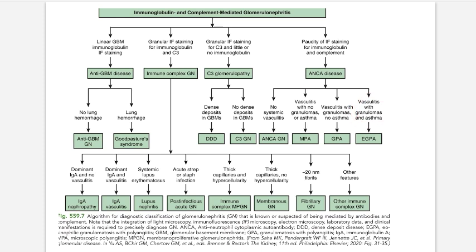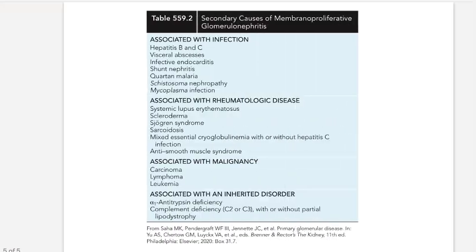If immune complex deposition is seen, how will we proceed? If the immune deposition is dominant IgA and there is no vasculitis, this is IgA nephropathy. If dominant IgA and vasculitis, this is IgA vasculitis. Systemic lupus erythematosus gives lupus nephritis. Evidence of acute streptococcal or staph infection suggests PSGN. Thickened capillaries with hypercellularity suggest immune complex MPGN. Thick capillaries without hypercellularity suggest membranous glomerulonephritis. Fibrils of around 20 nanometers suggest fibrillary glomerulonephritis. Other features suggest immune complex GN.